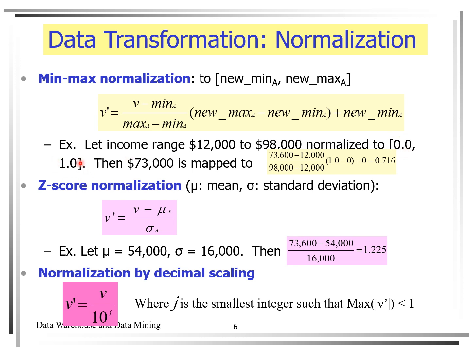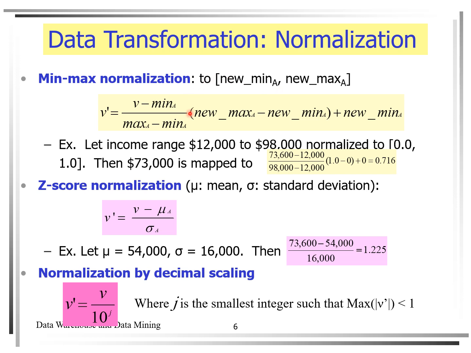Now, if we want to normalize the income of an employee, which is $73,000, then we will be applying this formula: V, which is the value that we want to normalize, minus min A, which is 12,000, over max A, which is 98,000, minus min A, which is 12,000, multiplied by new max, which is 1, minus new min, which is 0, plus new min, which is 0 in this case.